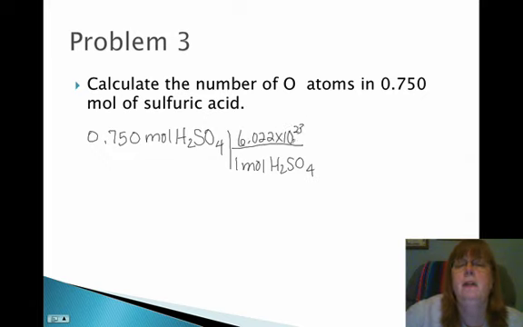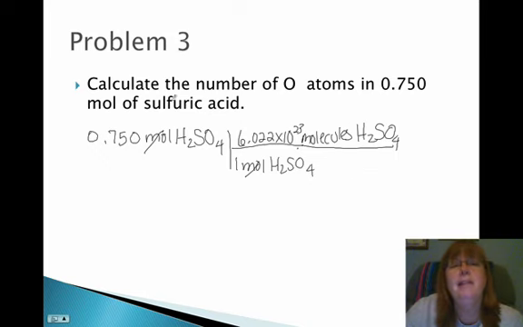Okay. Now, if you notice, the moles cancel. See, we started with moles and we multiplied by Avogadro's number, and now we have that many molecules of sulfuric acid. But we haven't answered the question. They've asked us about the number of oxygen atoms. Well, in a molecule of sulfuric acid, we have 4 oxygen atoms. I don't want that to look like a 0. So we're going to multiply this by 4.